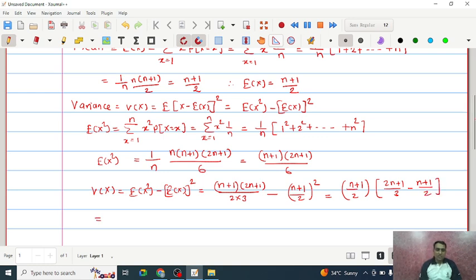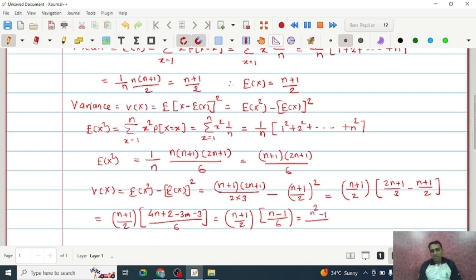And if you subtract these two terms, first is n plus 1 by 2 as it is. What is remaining? By subtracting, we get 4n plus 2 minus 3n minus 3 upon 2 into 3, which is 6. So n plus 1 by 2 as it is. 4n minus 3n is n, 2 minus 3 is minus 1, so n minus 1 divided by 6. And this is like a plus b and a minus b, we get a square minus b square, that is n square minus 1 square, which is 1, divided by 6 into 2, which is 12. So this is the variance of this distribution.